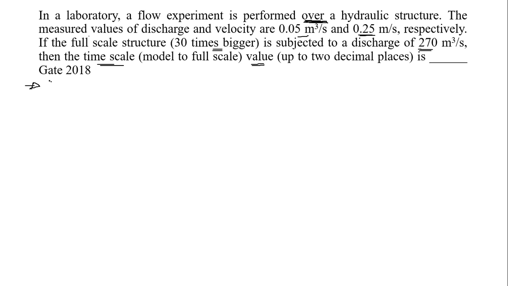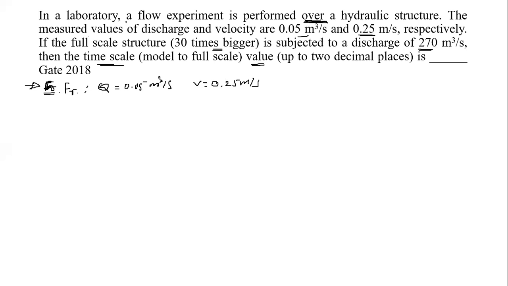Exactly. So I have to go for the application of the Froude model law. I am writing it here. Because the flow is over a hydraulic structure, we get Froude model law. Then they gave the discharge and the velocity. Discharge Q is equal to 0.05 meter cube per second, and the velocity is 0.25 meter per second. This is what they have given to us.